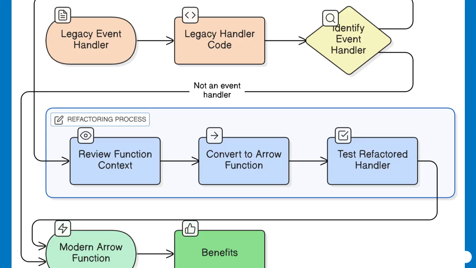The difference is analogous to using a walkie-talkie versus a landline. With a landline, the traditional function, your connection depends on where you call from. With a walkie-talkie, the arrow function, you always keep the same channel, no matter where you are. This predictability is invaluable in modern front-end development, where components, closures, and asynchronous code intermingle. By adopting arrow functions for event handlers, developers declutter their code, reduce cognitive overhead, and pave the way for a more maintainable and robust application architecture.